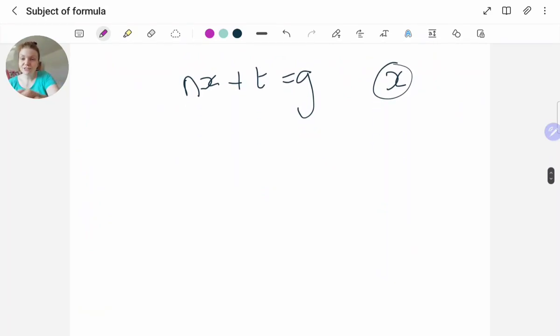Okay, let's try this one. So we want to make x the subject of the formula. So that means it has to be x equals. Remember, this moves first, okay? So the n is being multiplied by x. It stays. We're not going to do it first.